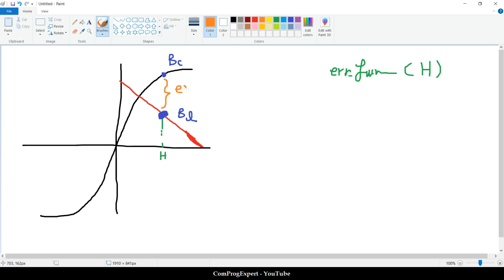This is error, right? We know that the operating point is when the error is 0. B line is equal to B core. So we need to shift the value of H toward this point, or if we assume H here, we need to shift it toward this point to find the intersection point. Actually, this is a zero finding, a root finding problem for the error function.